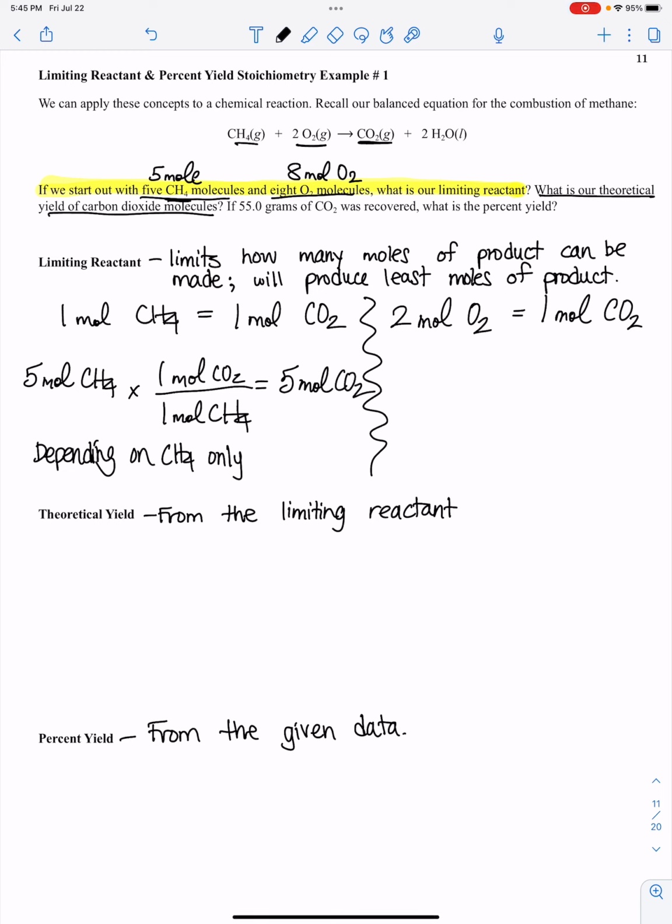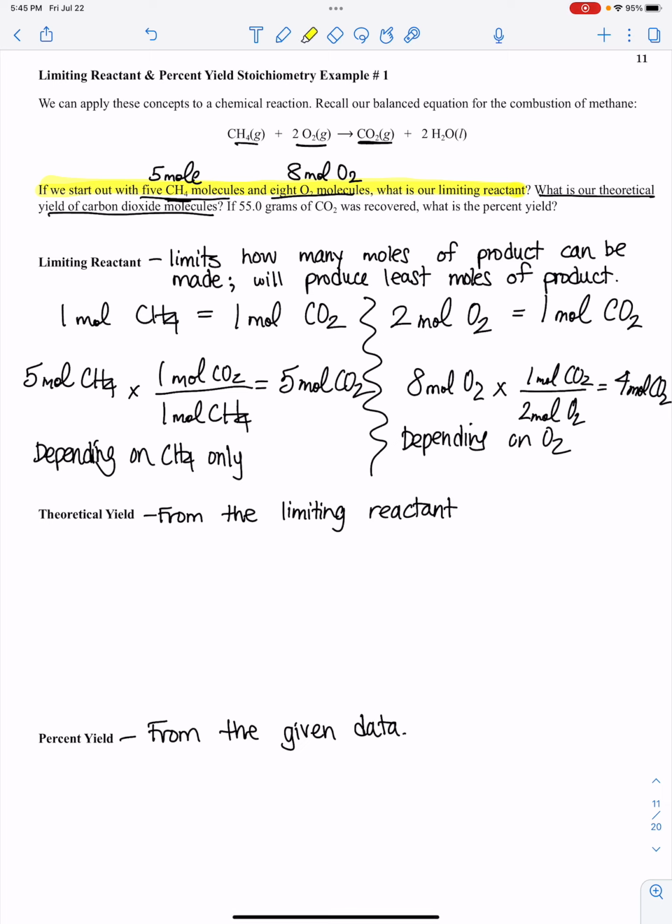But what about O2? This is a 2-to-1 ratio. I will get half the amount of CO2 than I do O2 I have. So I'm going to probably divide by 2. So I have 8 moles of O2 times 1 mole of CO2 for every 2 moles of O2. And I will get 4 moles of CO2 if I was depending only on O2.